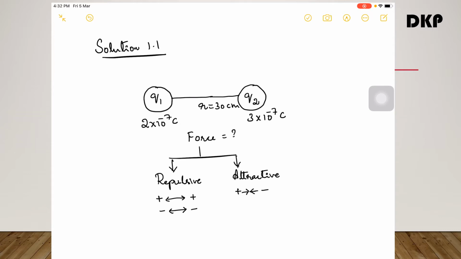So here we are having two positive charges. Q1 and Q2 both are positive. Therefore, the force here is repulsive.